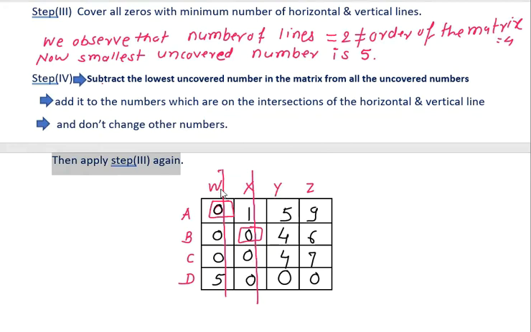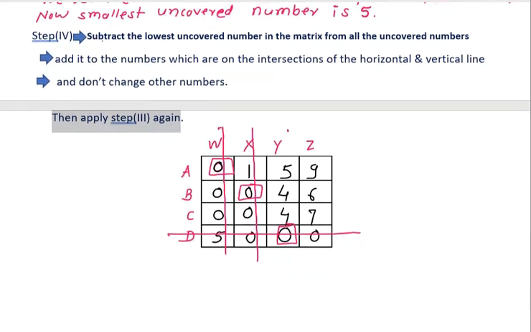Now we look at the column number 1 and 2, there is an assignment. Column number 3, there is a single zero. So make an assignment here in the third column. When you make an assignment in a column, we have to draw a horizontal line. In this way, all zeros are covered, but again the number of lines is 3 and it is not equal to order of the matrix. So it is not the optimum solution. So repeat step number 4.